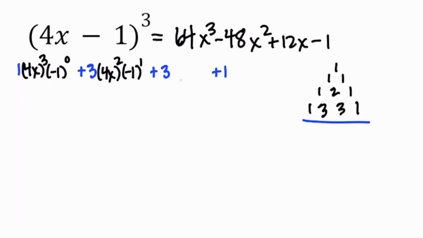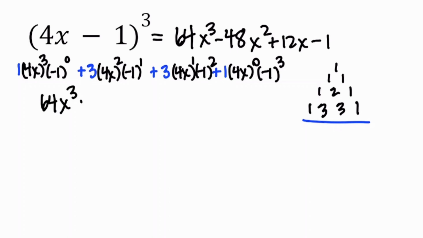So I see that change of sign. Next, 4x to the first, negative 1 squared. Okay, again, there's the positive sign. And then 4x to the 0, negative 1 to the third. Negative 1 to an odd power is going to be negative 1. Okay, so 4x cubed, it's 4 to the third, x to the third. 4 to the third is 64, x to the 3.